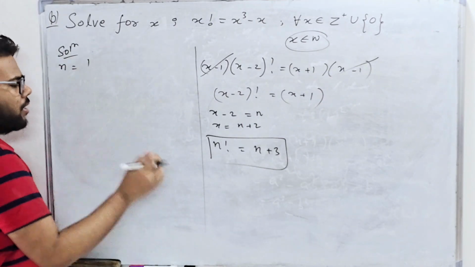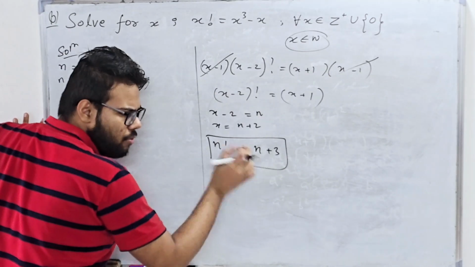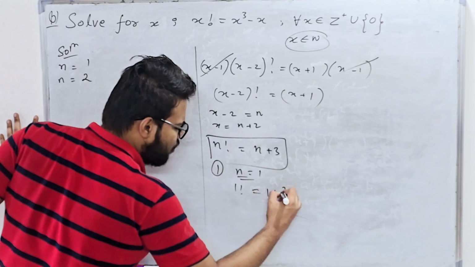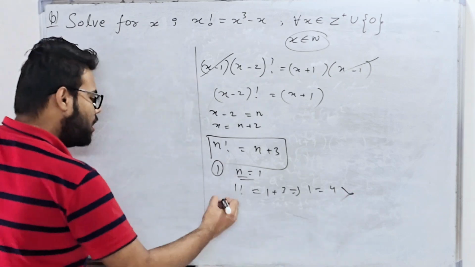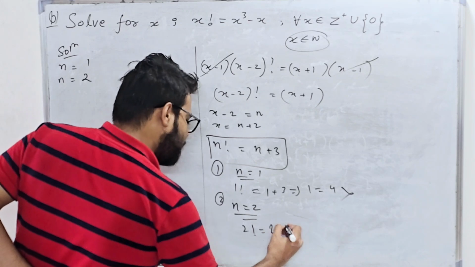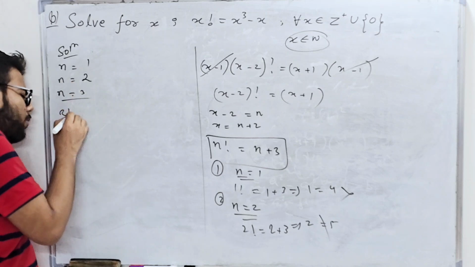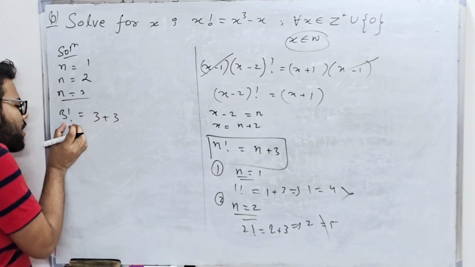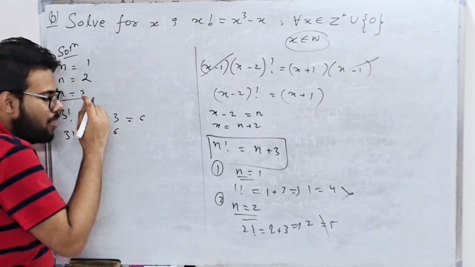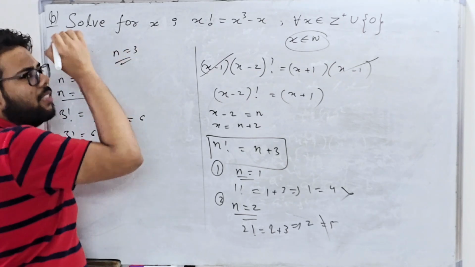So put n is equal to 1. Is 1 factorial equal to 4? No. Put n is equal to 2. Is 2 factorial equal to 5? No. I mean, n is equal to 1, which implies 1 factorial is equal to 1 plus 3, which implies 1 is equal to 4, which is wrong. Second, I put n is equal to 2. So 2 factorial equal to 2 plus 3, which implies 2 is equal to 5, which is wrong. Now put n is equal to 3, what you get? You get 3 factorial is equal to 3 plus 3. Is 3 factorial equal to 6? Yeah, 3 factorial is indeed equal to 6, which implies LHS is equal to RHS, which means n is equal to 3 is a solution.